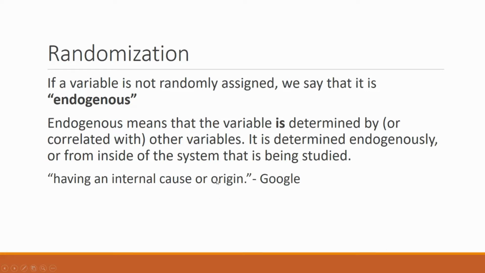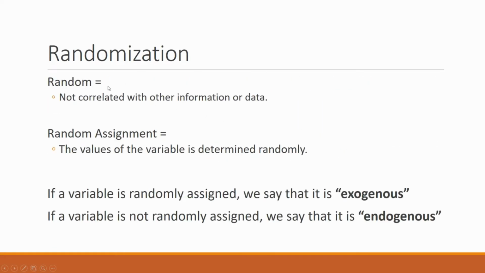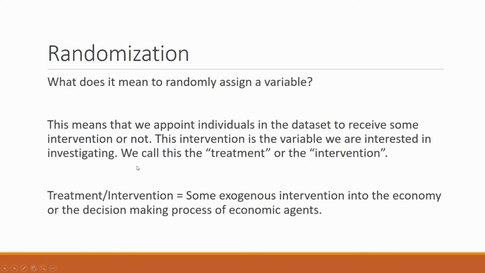So if a variable is endogenous, it means it's determined by, or influenced by, other factors that are in your model or factors that should be in your model. It's related to other things. I'm going to keep making this more clear as I keep going. Okay, so I've defined these terms and talked about randomization. Now let's go into more detail.